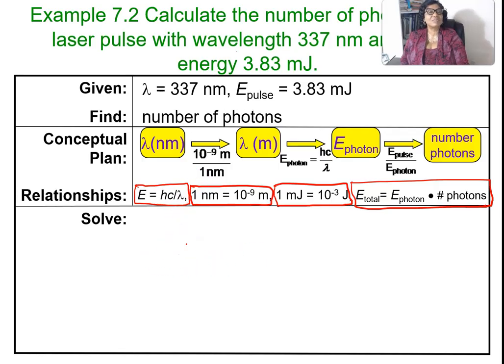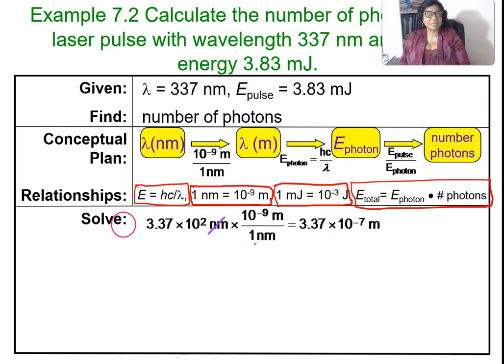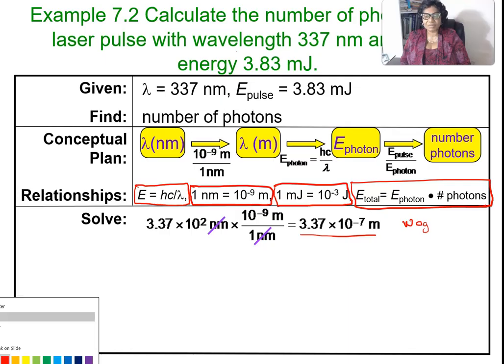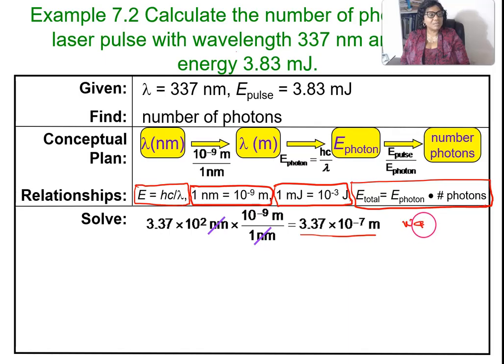So we have 337 nanometers. We want to convert it to meters. So that's our conversion factor. So the wavelength in meters is 3.37 times 10 to the minus 7. This is the wavelength.